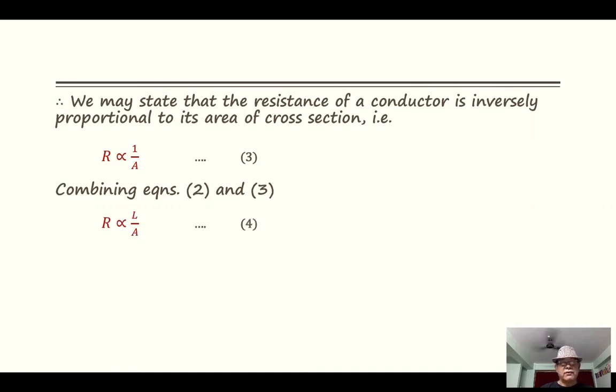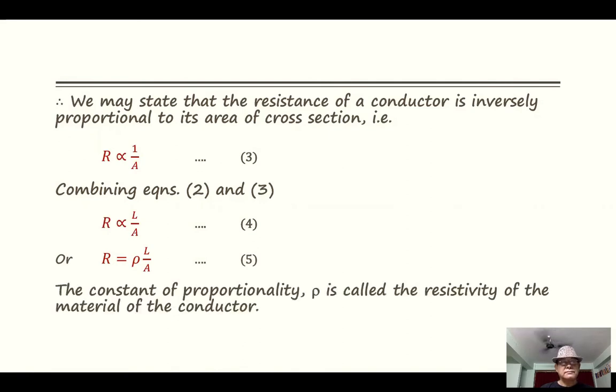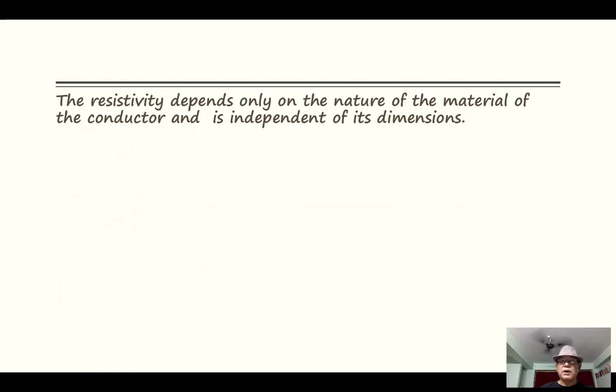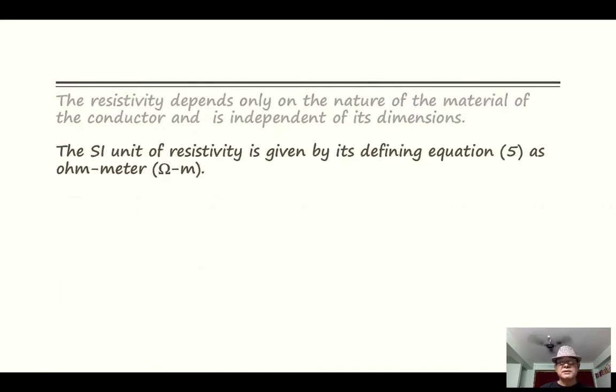This is equation 4. Here L is the length of the conductor and A is the area of cross-section of the conductor. Or R is equal to a constant rho into L by A. Equation 5. The constant of proportionality, rho, is called the resistivity of the material of the conductor. The resistivity depends only on the nature of the material of the conductor and is independent of its dimensions. The SI unit of resistivity is given by its defining equation 5 as ohm meter.